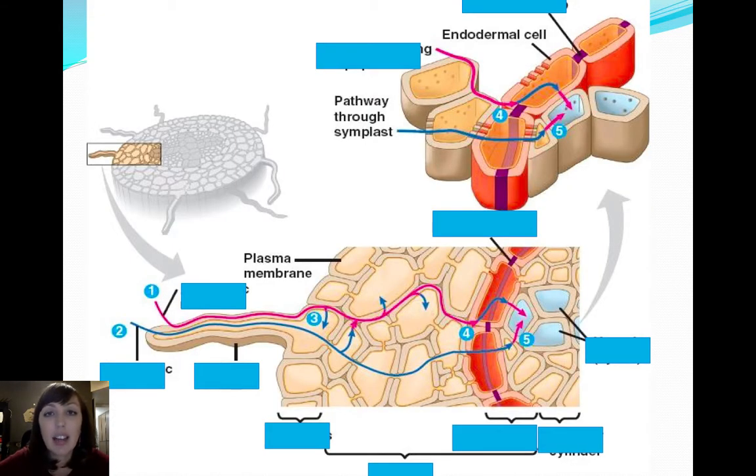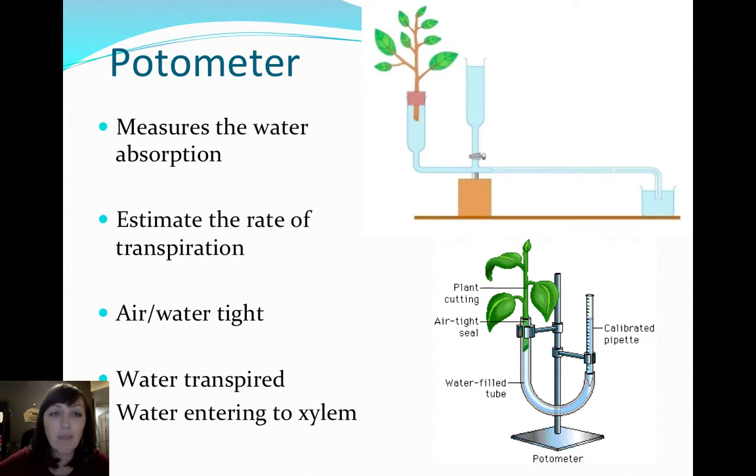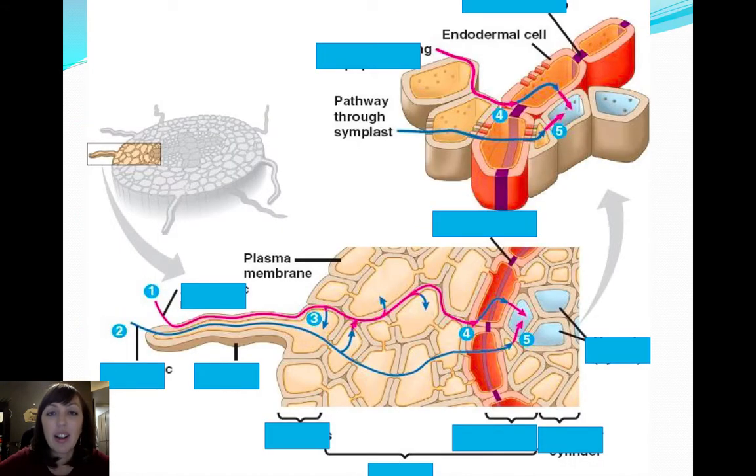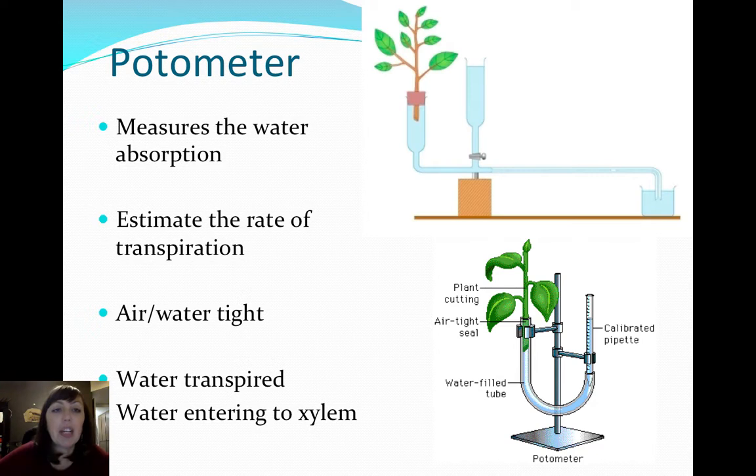Okay, and so again, this is going to cause a pull where water is going to be pulled in one of two ways through that root cortex. You should take time to start quizzing yourself about these layers and which pathway is which. Okay, so the potometer measures the water absorption.